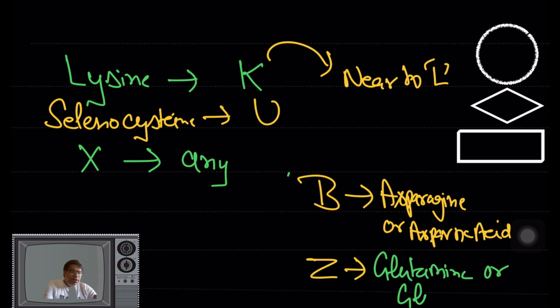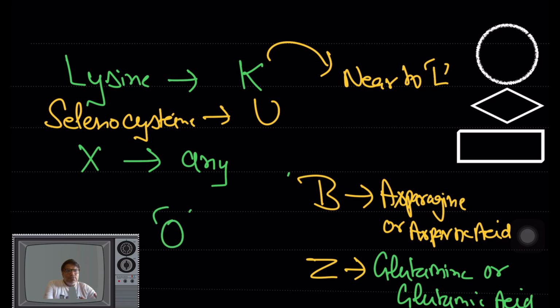Same way, glutamine or glutamic acid. For glutamine it is Q. For glutamic acid, glutamate, what is there? It is E. Okay, so hopefully all these points are clear.